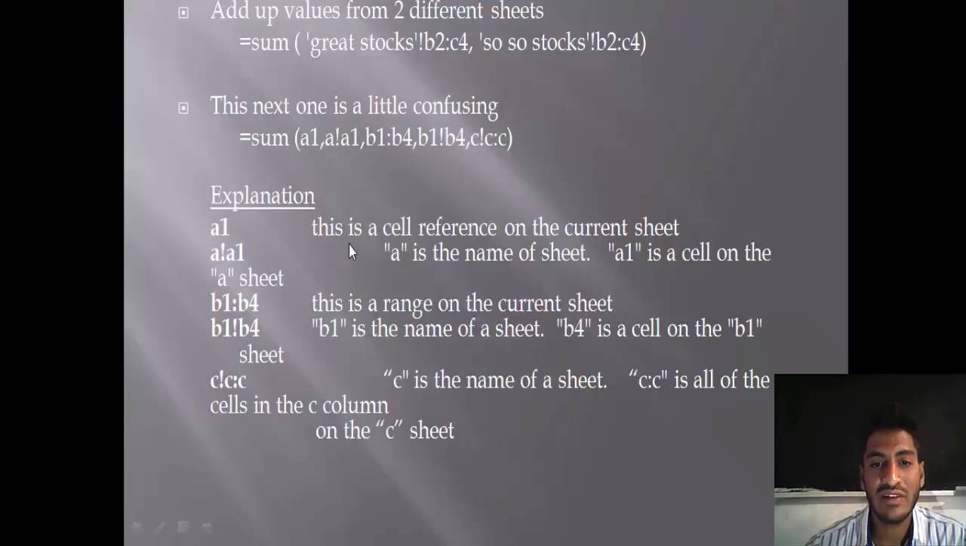Explanation. A1 is a cell reference on the current sheet. A'!A1: A is the name of a sheet, and A1 is a cell on the A sheet. B1:B4 is a range on the current sheet. B1'!B4: B1 is the name of the sheet, and B4 is a cell on the B1 sheet. C'!C:C: C is the name of a sheet, and C:C is all the cells in the column on the C sheet.